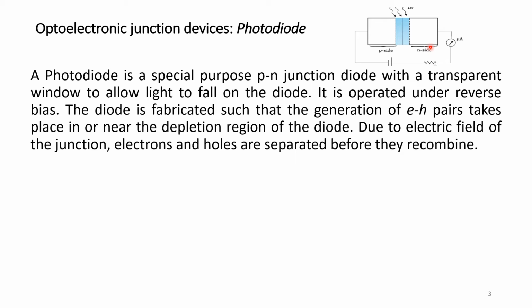The diode is fabricated such that the generation of electron and hole pairs takes place in or near the depletion region of the diode. That is, generation takes place in the depletion region. Due to the electric field of the junction, electrons and holes are separated before they recombine. Please note here, an electric field is generated.